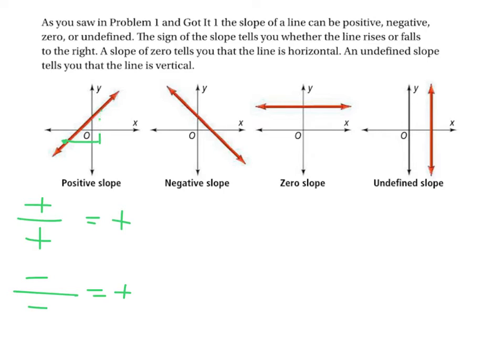Now, what about for negative slopes? Well, as one goes up, the other goes down. So as we go in the negative direction for y, we go in the positive direction for x.